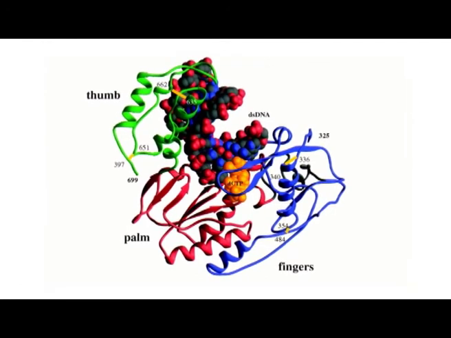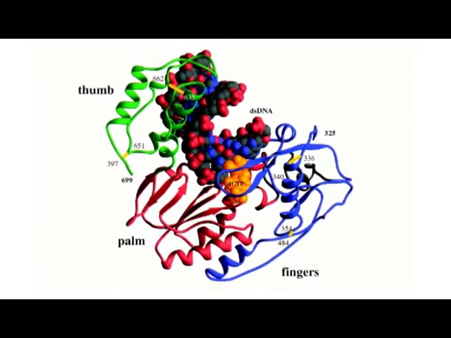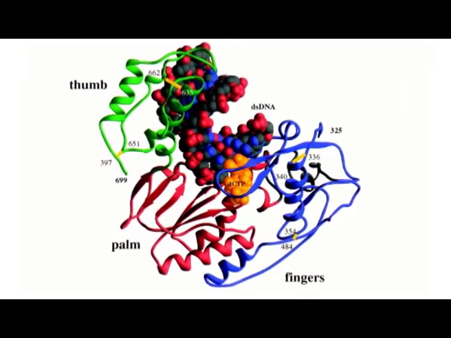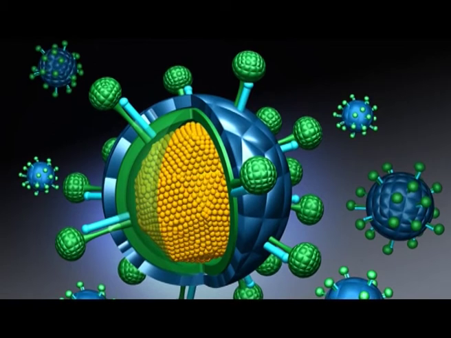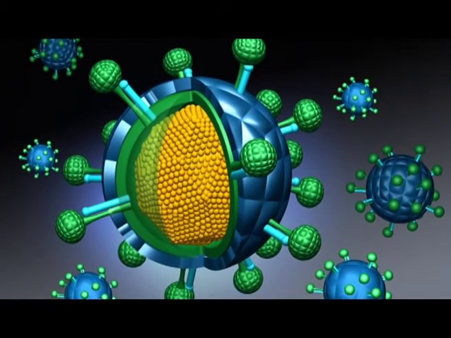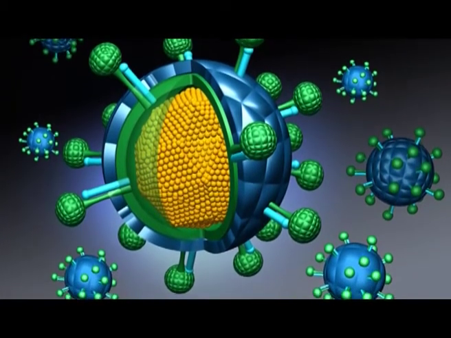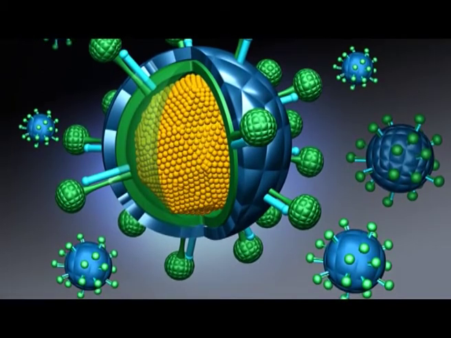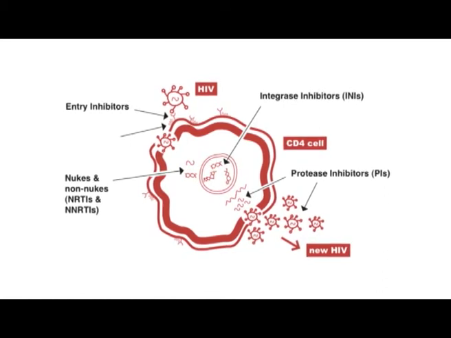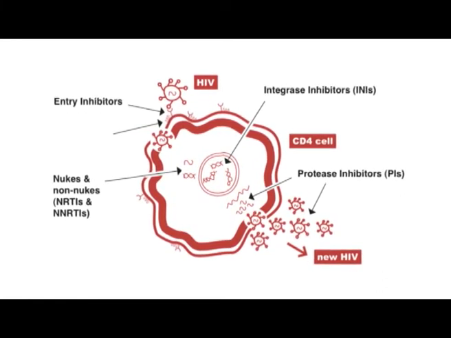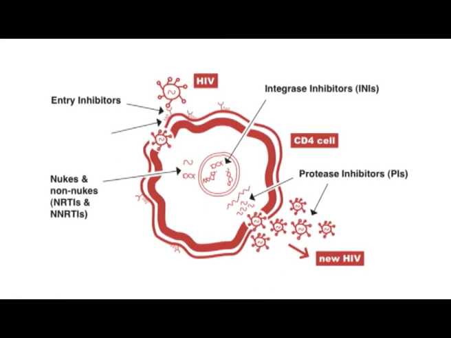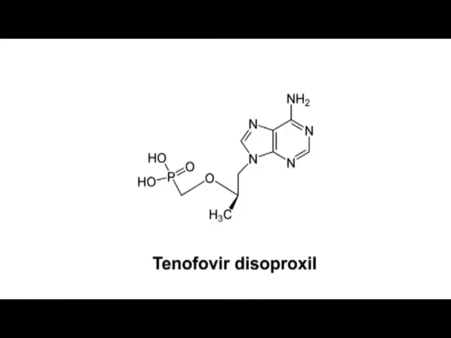Emtricitabine is a cytidine analogue and works by inhibiting reverse transcriptase, the enzyme that copies HIV RNA into new viral DNA. By interfering with this process, emtricitabine can help to lower the amount of HIV, or viral load, in the host cell and can indirectly increase the number of immune system cells, that is called T cells or CD4 T cells.